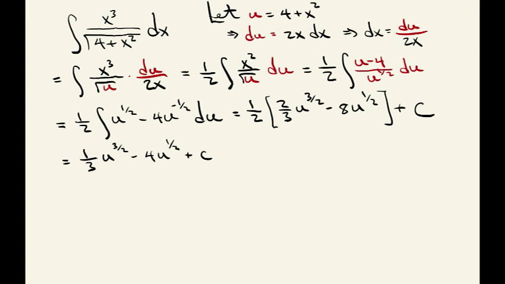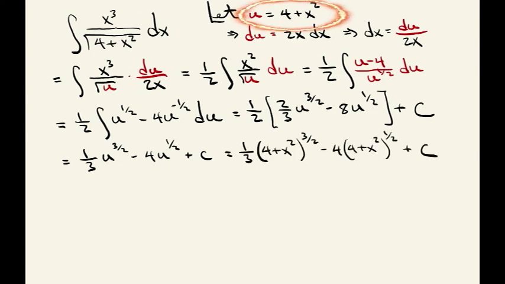Now, that looks like a final answer, except our original question was asked in terms of x, and we are at a position where we have an answer in terms of u. So we will go back to our substitution, seeing again that u was equal to 4 plus x squared, and we'll replace all of the u's with 4 plus x squared, giving us 1/3 times the quantity 4 plus x squared raised to the 3/2 minus 4 times 4 plus x squared to the 1/2 plus our constant of integration.